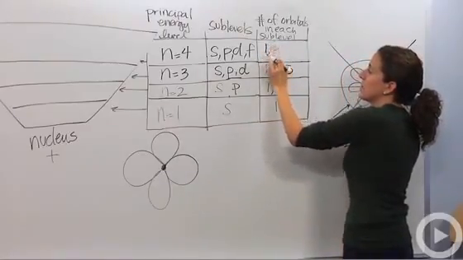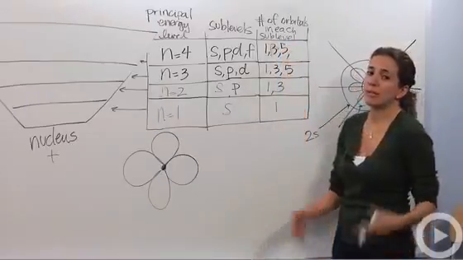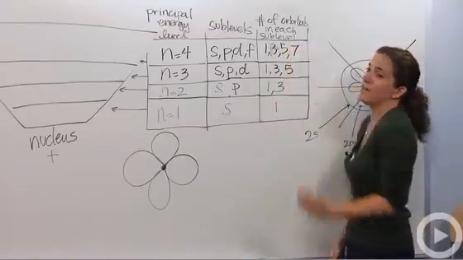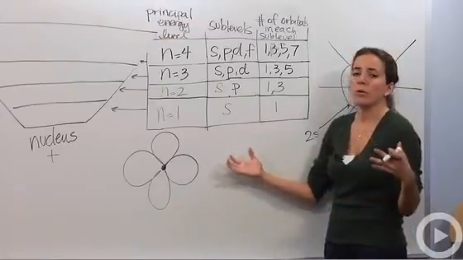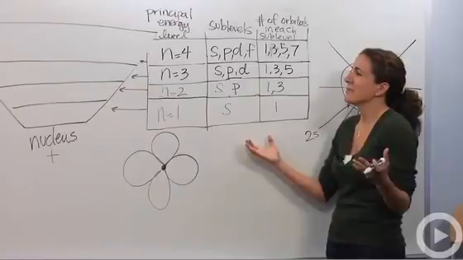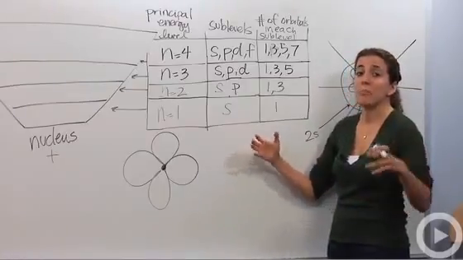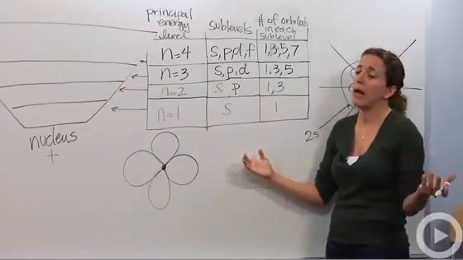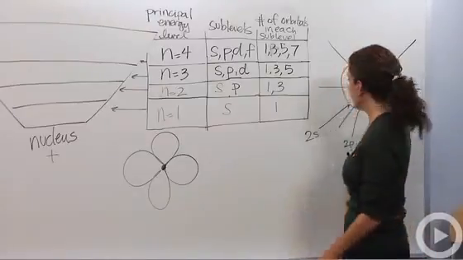Oops, I'm sorry about that. 3 p orbitals, 5 d orbitals, and as you can guess, there are 7 f orbitals. And f is actually, for now, the highest energy orbital that you're going to find. There are theories that there are other orbitals within the principal energy level. However, we're not going to go there because it's just theoretical at this point.